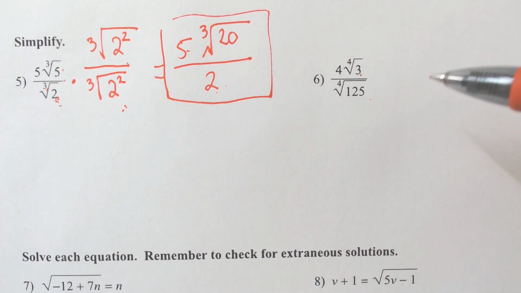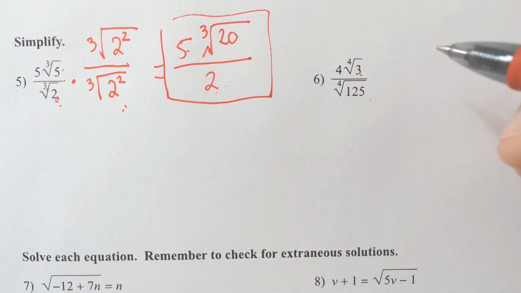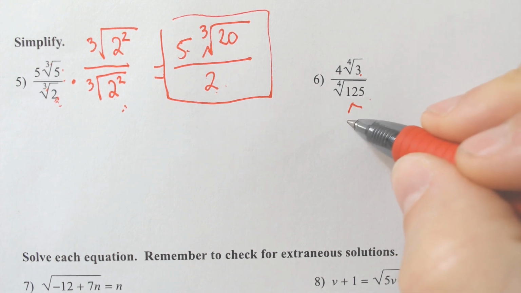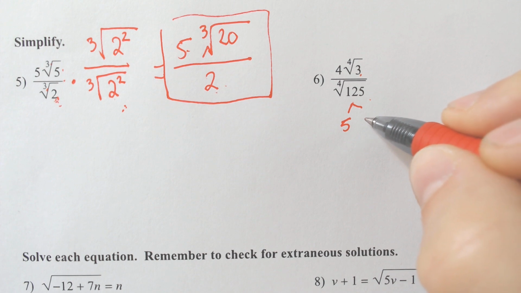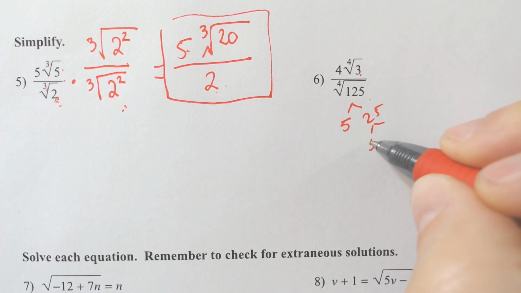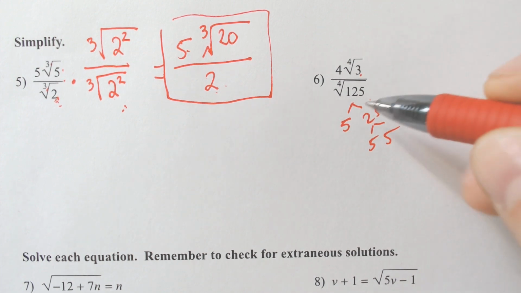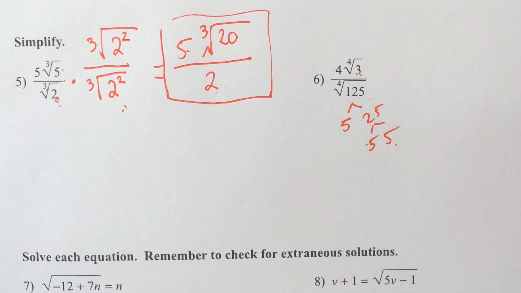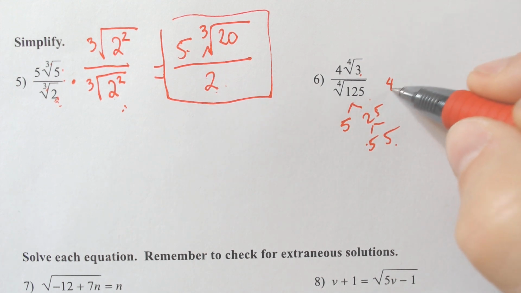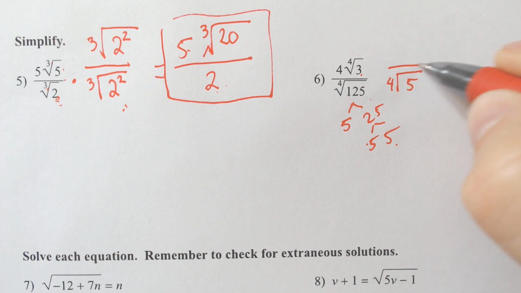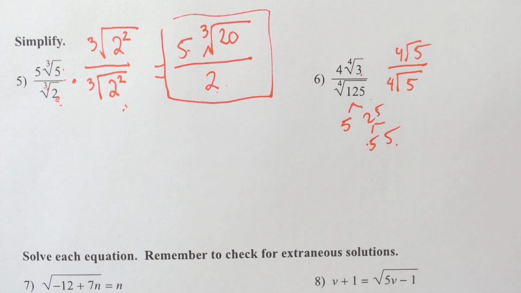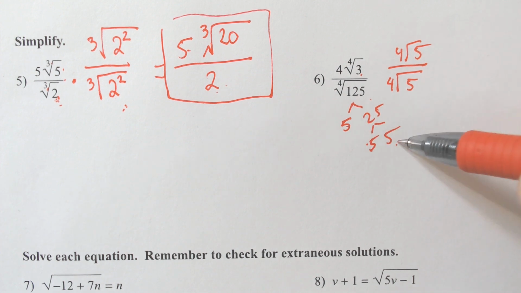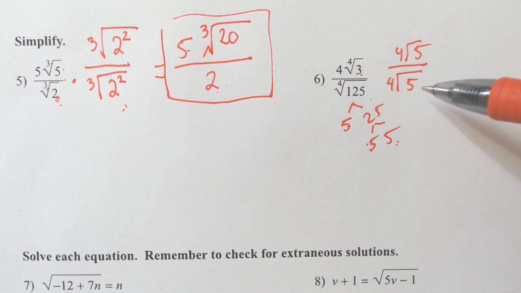3 and 125 don't simplify, but we can, if we wanted to help ourselves out, break down this 125. It is 5 times 25 and 5 times 5. So currently we have 1, 2, 3 5's. I need 1 more 5 to make it break free of the 4th root. Because we have 3, we need 4, we need 1 more.